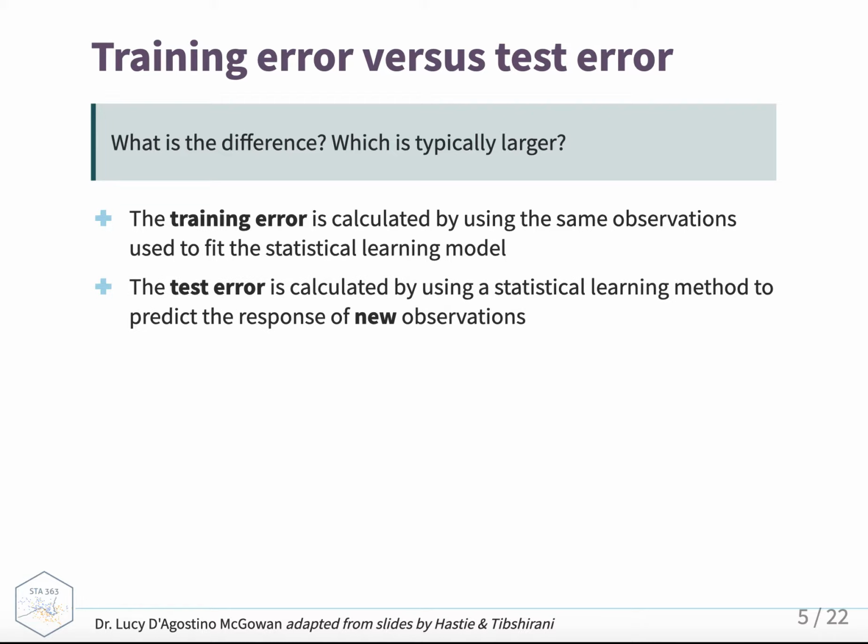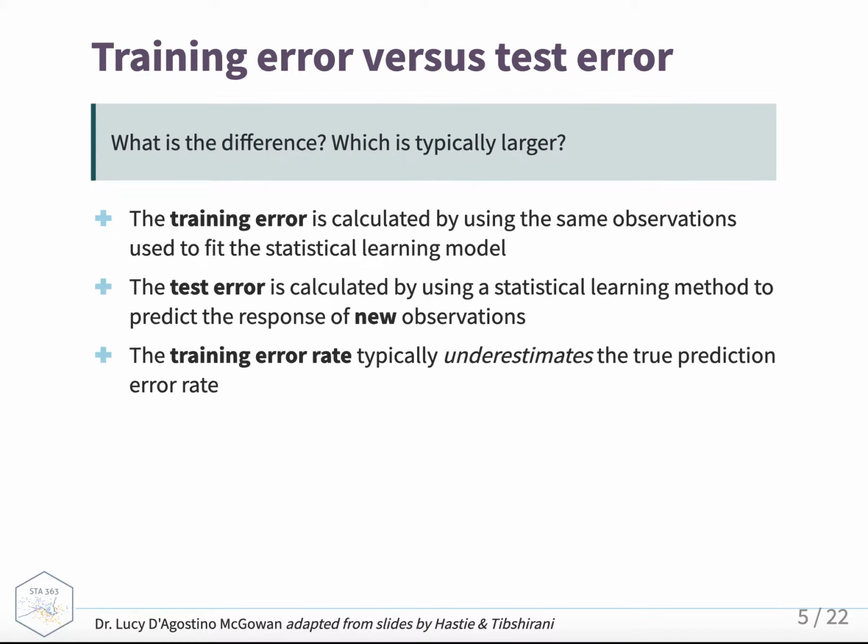Test error, on the other hand, is calculated using a statistical learning method to predict the response of new observations. And so this is the more proper way to estimate error, because you're using a separate set of data than what you used to fit your original model. And so the training error rate typically underestimates the true prediction error rate. So the training error rate is typically smaller than the test error rate, and therefore it underestimates the true prediction error rate if we were to get some new data.